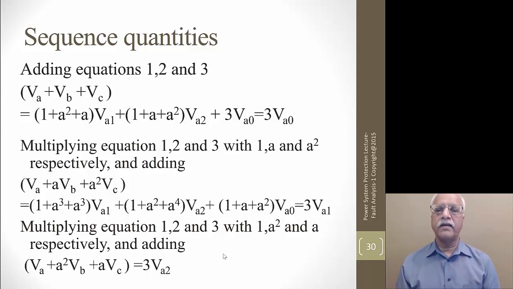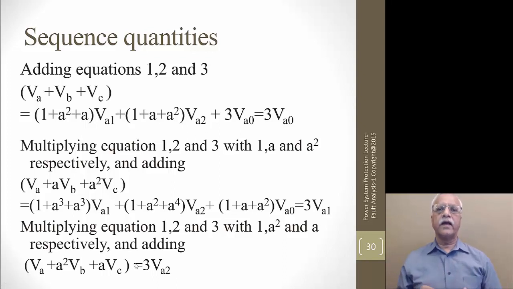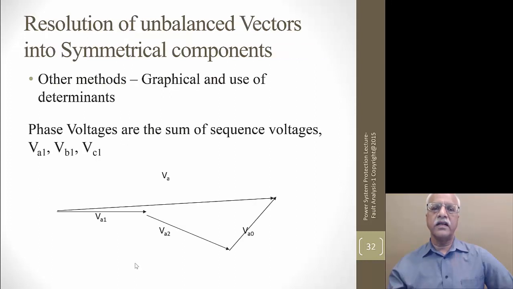Similarly, when I multiply the last three equations by 1, A and A square and add them, I get VA plus A VB plus A square VC. If I do that, I get the positive sequence voltage. And similarly, if I multiply them by 1, A square, A, I get the negative sequence. So now we have mathematically shown that from the phase voltages we measured, we can get the positive, negative, and zero sequence components with these relationships. So V0 is 1/3 of VA plus VB plus VC. V1 is 1/3 of VA plus A VB plus A square VC, and V2 is 1/3 of VA plus A square VB plus A VC. So let's stop here and continue in the next lecture on this.